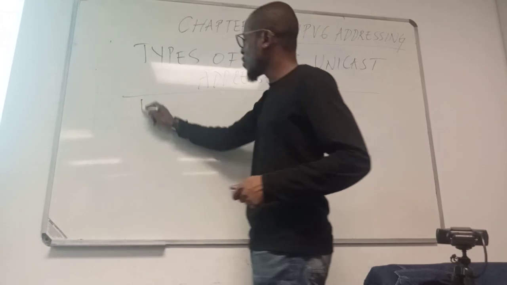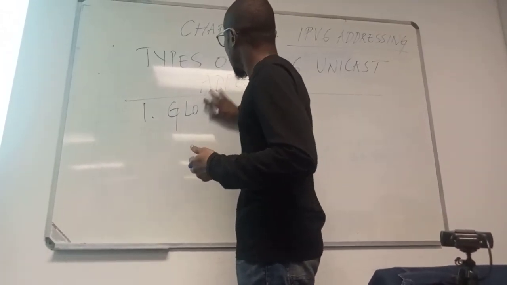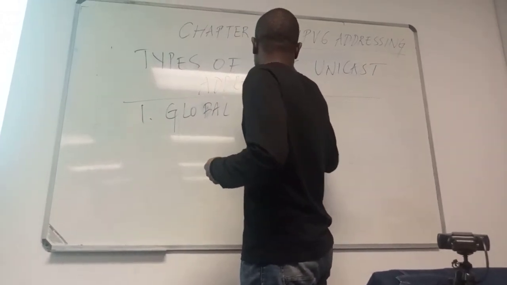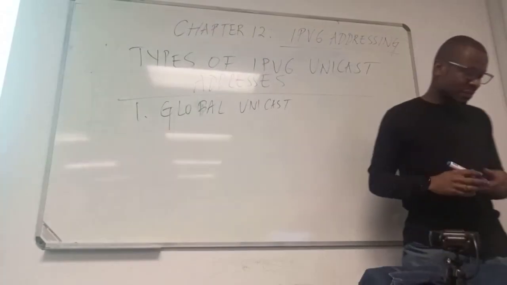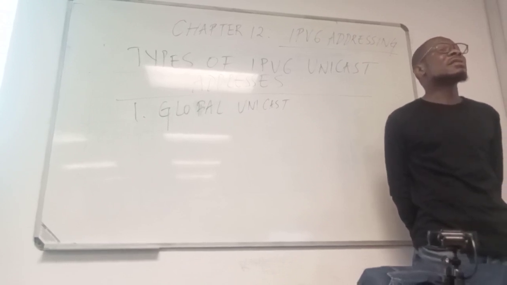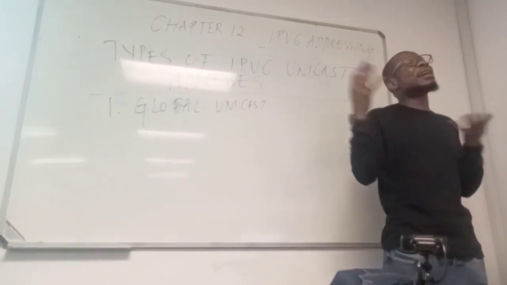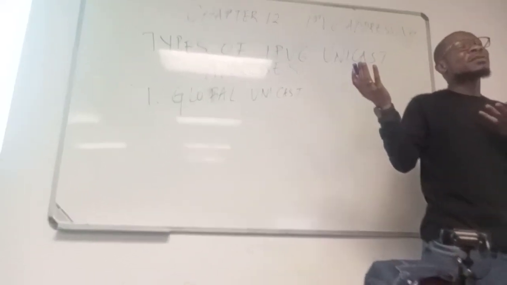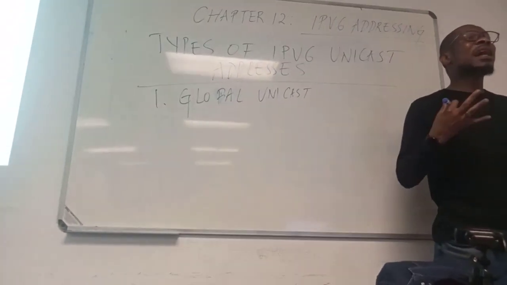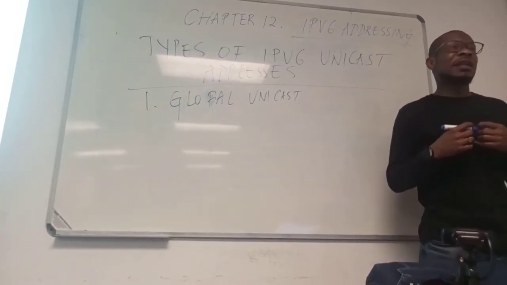The first one is what we call what? I spoke about it. Global unicast, right? You remember this one is what? So this is the public one. The one that you can use when you want to connect to the internet. Right? So we call it what? Yeah, global unicast. It's a public IP. The IP address that will allow you to be connected to the internet.